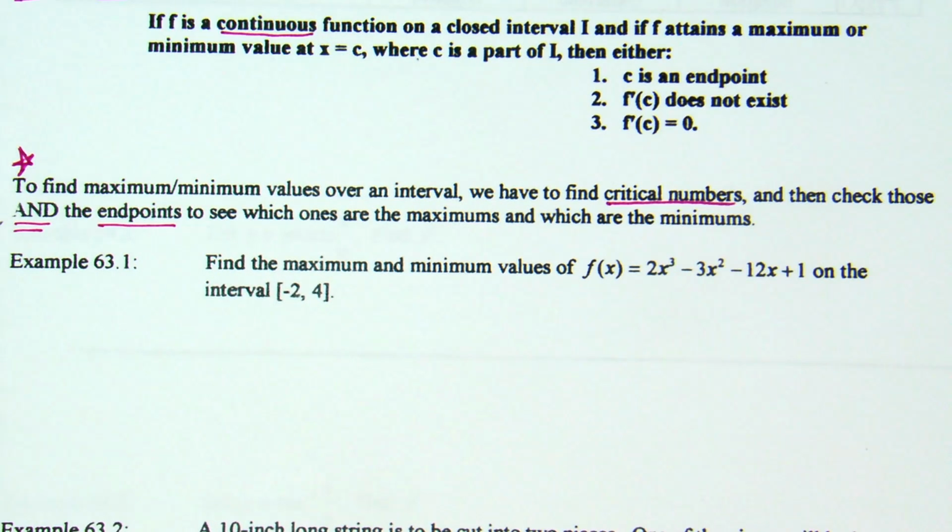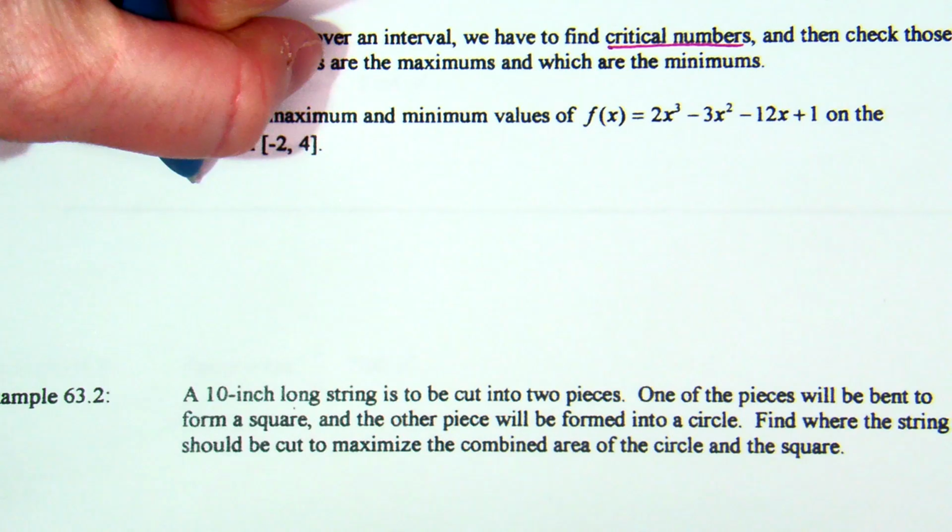So look at example 1. Find the maximum and minimum values of f of x on the interval -2 to 4. Where should we start? Take the derivative, find the critical numbers. Yeah, we have to take the derivative to find the critical numbers. So, f prime of x, what is the derivative of that function?